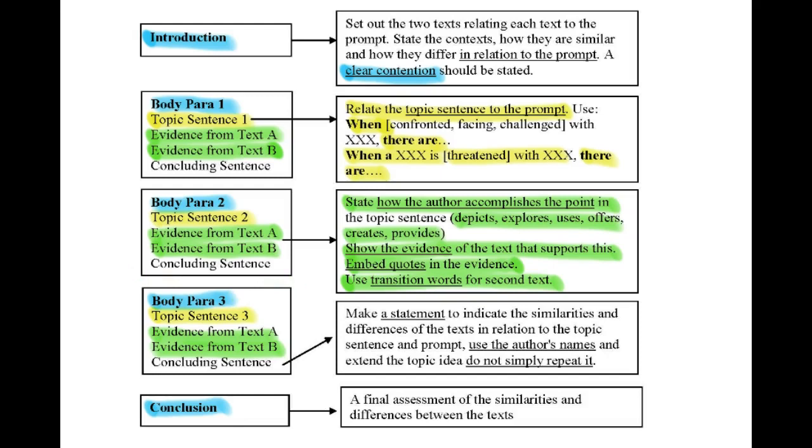And then the final part of the body paragraph is going to be the concluding sentence. And the concluding sentence is comprised of, first of all, a statement where we summarize the similarities and differences of the text in relation to the topic sentence and the prompt. And then we want to make sure that we're using the author's names in this concluding sentence. And we want to make sure that we're extending the topic idea into the prompt, not just repeating the topic sentence or paraphrasing the topic sentence. So it's got to extend the idea.